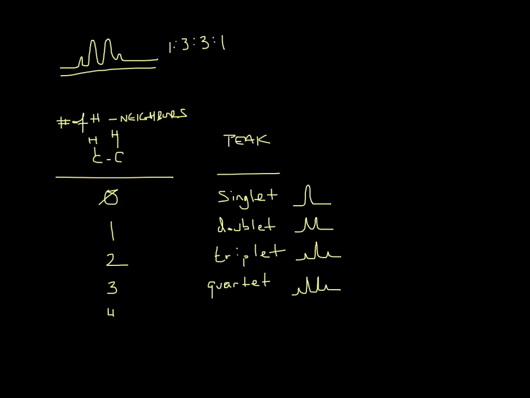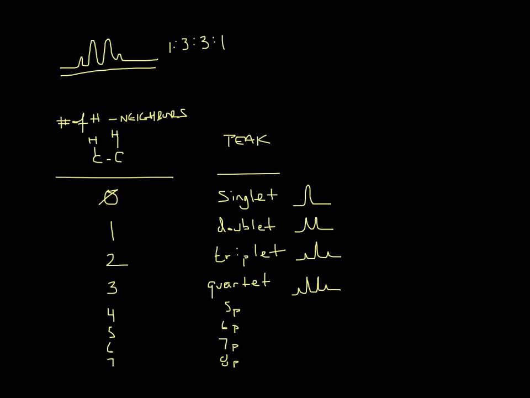So I'll write these out just in terms of their peaks. We don't generally use their names after that, but we would say that 4 would give you 5 peaks, and 5 would give you 6 peaks, 6 would give you 7 peaks, and 7 would give you 8 peaks.